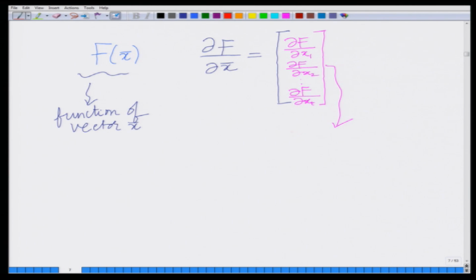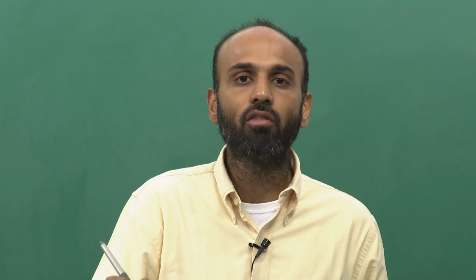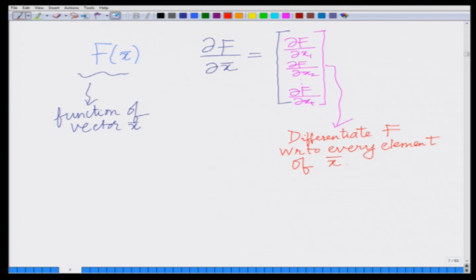Okay. So, what is the derivative? That is differentiate f with respect to every element of x bar, that is the vector dou f by dou x1, dou f by dou x2, so on dou f by dou x t. Okay. That is the definition of the vector derivative of the function f of x bar. Now, let us look at a simple example to understand this.